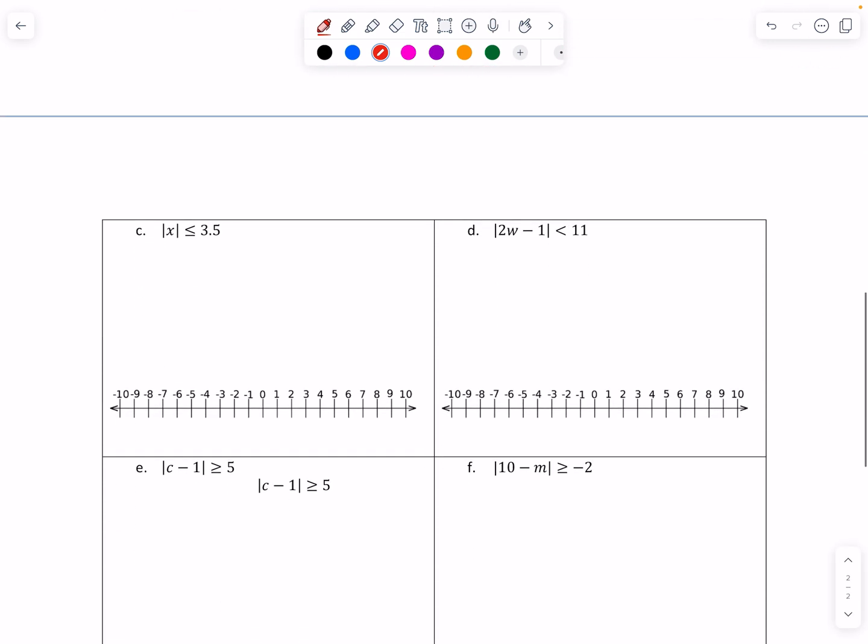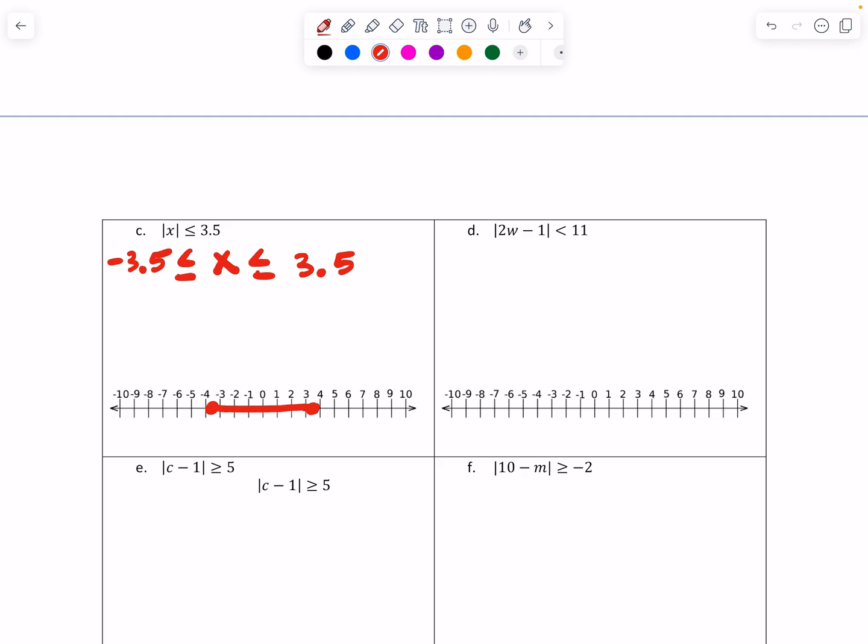Okay, next example, the absolute value of x is less than or equal to 3.5. Okay, it can be less than or equal to 3.5. That's a positive number, no big deal. So that means that x has to be between 3.5 and negative 3.5. And there's actually nothing to solve there. That's it. We're done. So graph it. Negative 3.5 will be right here. Positive 3.5 will be right here. And everything in between.